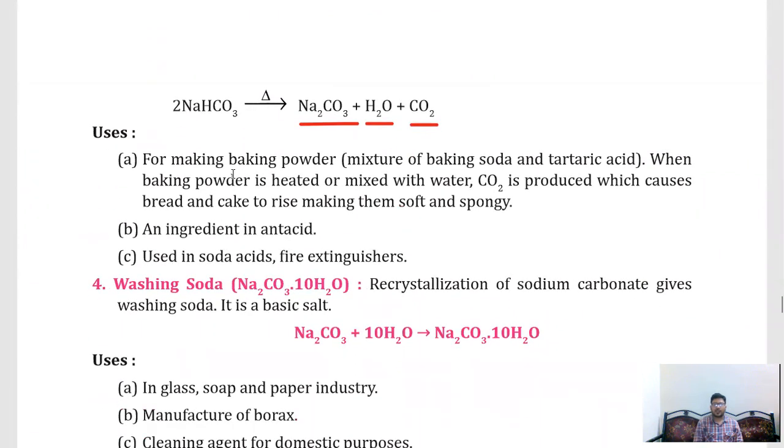It is used for making baking powder. Don't get confused. Baking soda and baking powder both are different. Okay, we have to use a mild mixture of baking soda and tartaric acid. You have to take baking soda and you have to use one mild acid, that is tartaric acid, such that you will get baking powder.